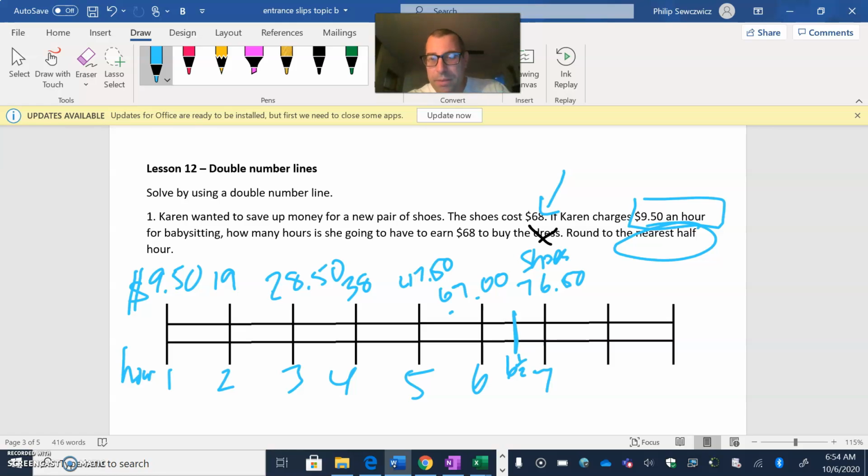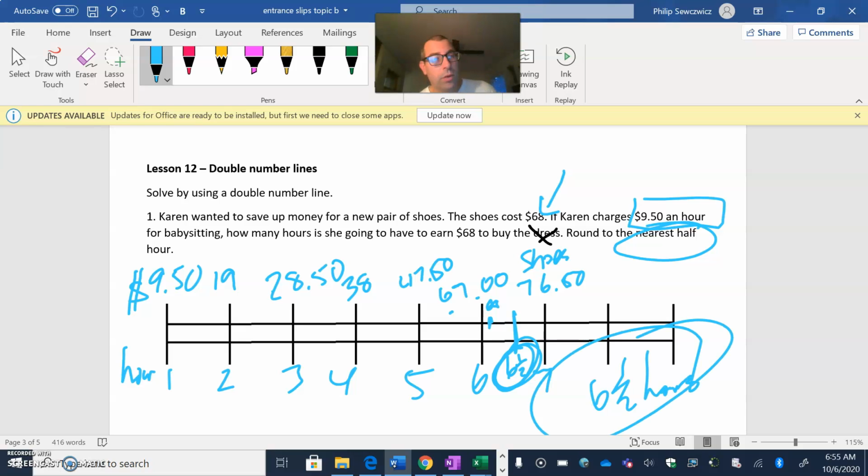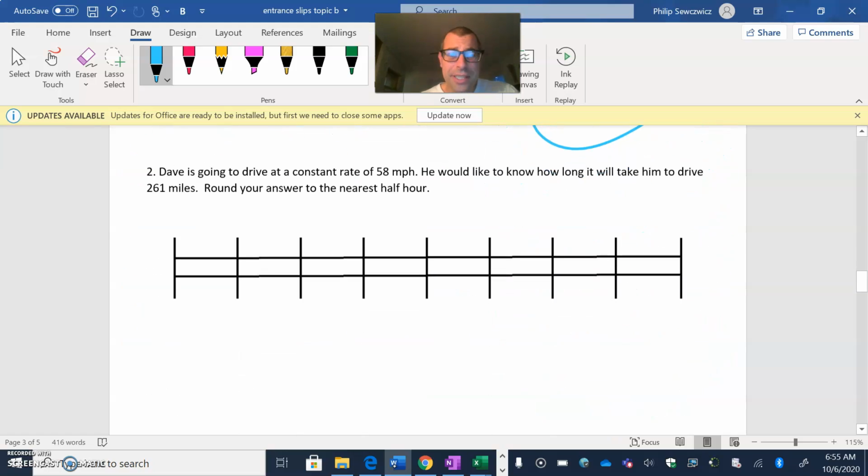So I could find who's in the middle of the $67 and the $76.50, but here's the thing, it's 68 people. 68 is just on the other side. All right, there's my 68. I could find that middle one there, but I don't need to because I know it's going to be more than 68. So 6 hours is not enough, but 6.5 would be. So my answer there is 6.5 hours. Again, a double number line allows me to work in between instead of just using the whole numbers that are there.